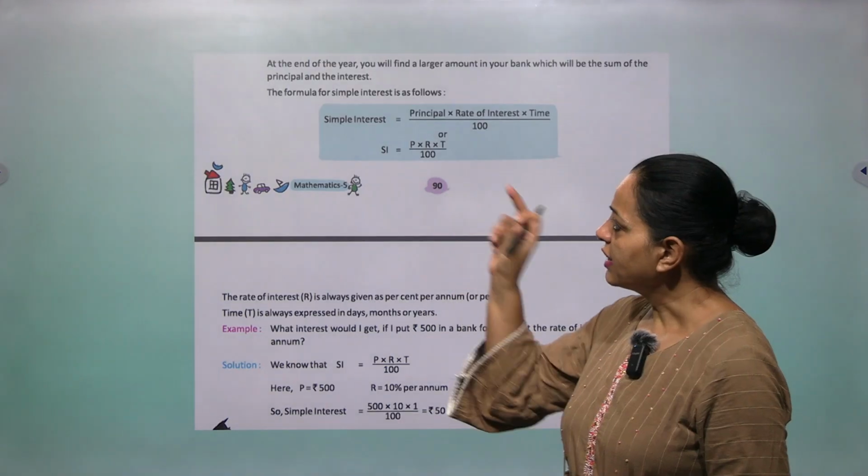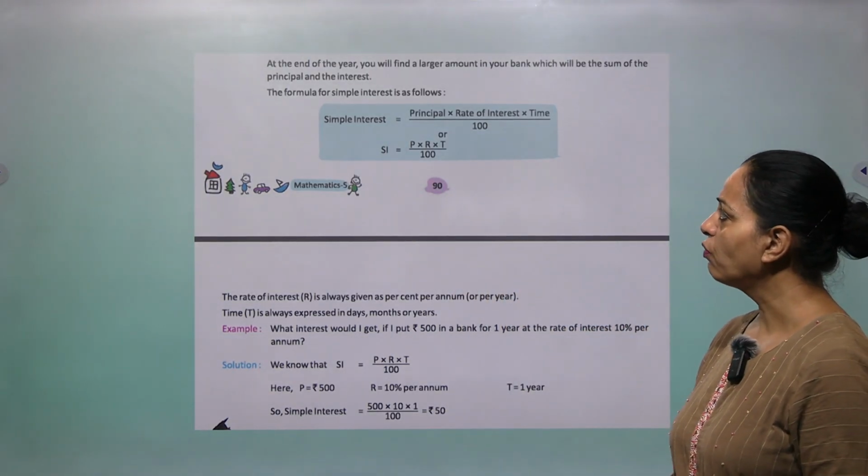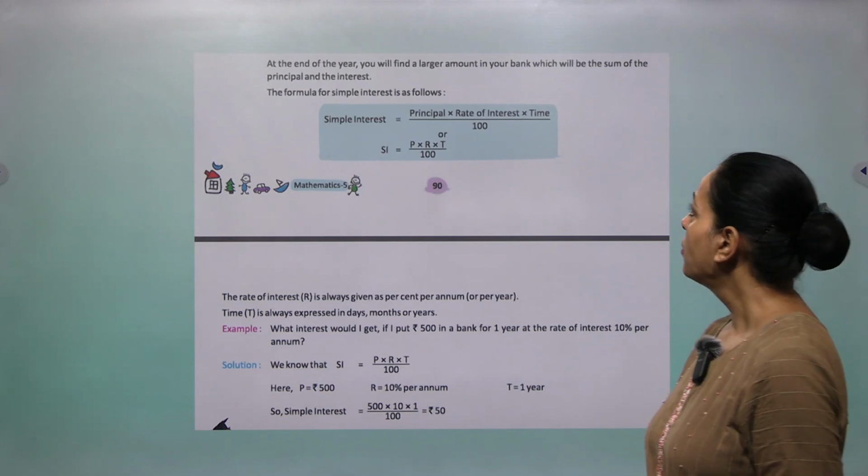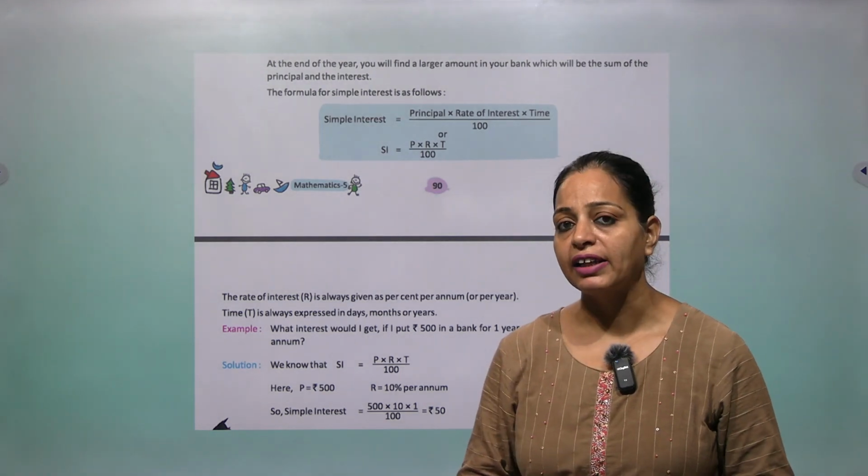So it is given here: at the end of the year you will find a larger amount in your bank, which will be the sum of the principal and the interest.